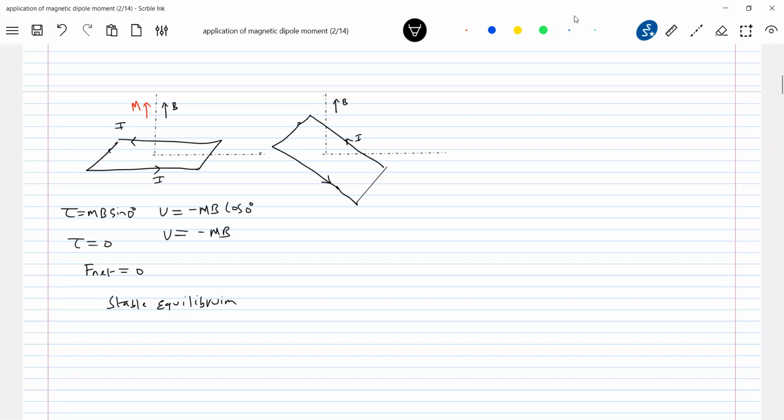Just take a notebook and keep it on the table, a horizontal surface. Then tilt it, making it an inclined plane similar to that. So I've given a small angular displacement theta like this. Then M bar now will be directed in this way.